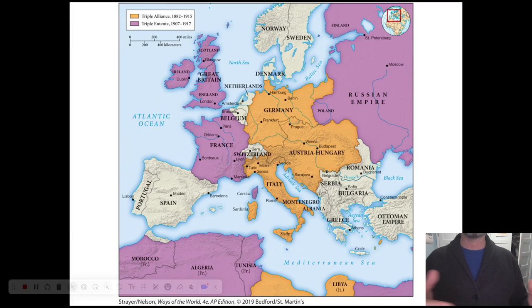Know that the Ottoman Empire does end up joining the Central Powers as the war moves on. Italy leaves the Triple Alliance and joins the Allies, because they're promised land right here in Austria. So if you go up into parts of Italy, even today, you'll see that a little bit of this land over here is actually part of Italy now.